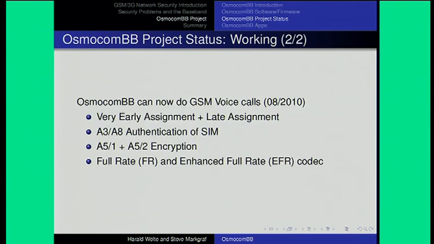There are some things that are missing. It can also, of course, do phone calls and SMS. It has full rate and EFR codec, different assignment schemes. We do a SIM card interface, and authentication with that.